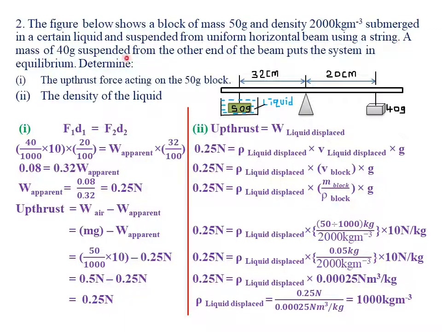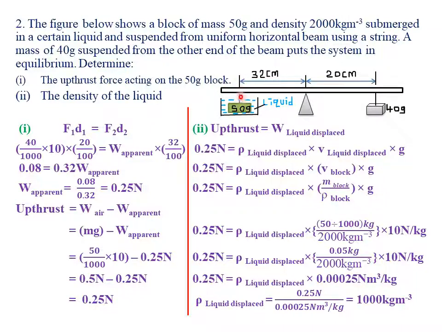So a mass of 40 grams suspended from the other end of the beam puts the system in equilibrium. Determine part A, the upthrust force acting on the 50 gram block. Because the system is in equilibrium, it simply means we can apply the principle of moments. So part A, they want us to find the upthrust force acting on the 50 gram block.